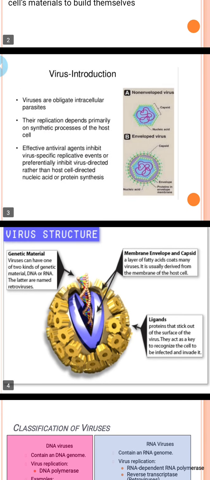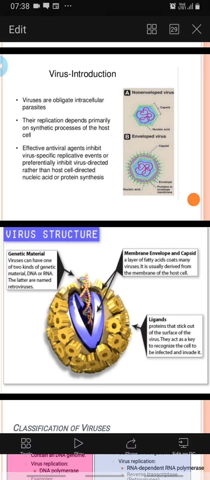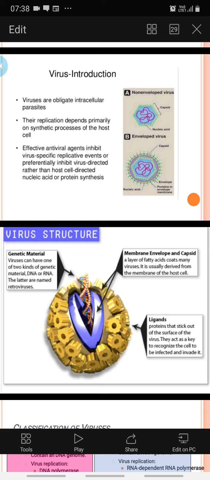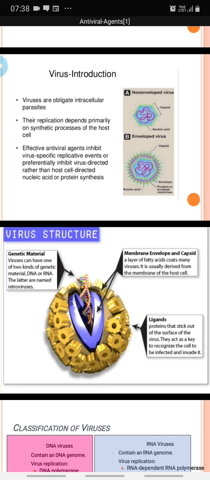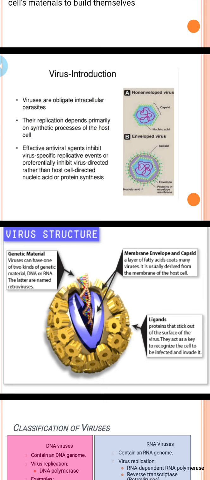So what is the virus structure? You know this from microbiology. There is the genetic material. Viruses can have one of two kinds of genetic material. It can be a DNA virus or an RNA virus, and some of the RNA viruses which can convert RNA into DNA are called retroviruses. Then there is the membrane envelope and capsid. The envelope is a layer of fatty acid coat possessed by many viruses. It is usually derived from the membrane of the host cell, and there are proteins that stick out of the surface of the virus, and they act as a key to recognize the cell to be infected and invaded.